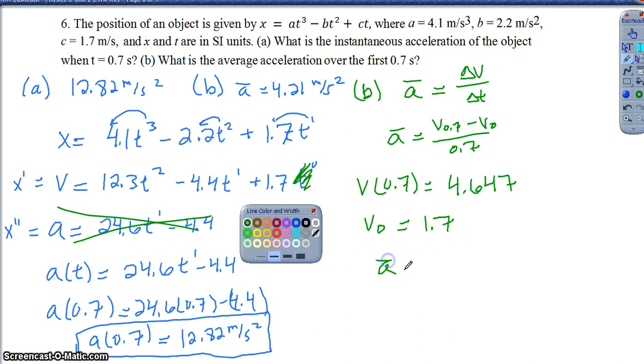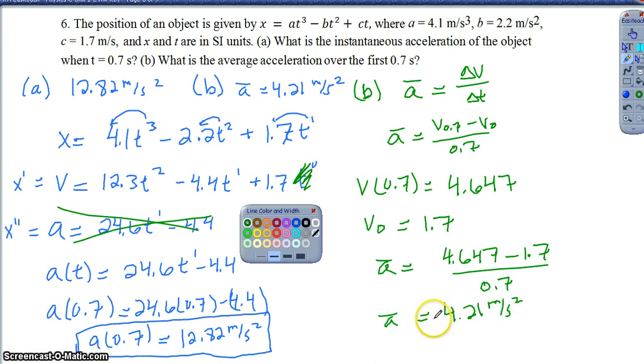So then my average acceleration again is simply taking the 4.647, my final velocity, minus my initial velocity, and the order here is very important that we do final minus initial, since we're talking acceleration, and acceleration is a vector. But in any case, when I solve that the rest of the way out, that's where I get my 4.21 meters per second squared. And it is positive, indicating that it is a positive acceleration during that period of time. Okay, so the average acceleration is positive, and the instantaneous acceleration is positive as well.